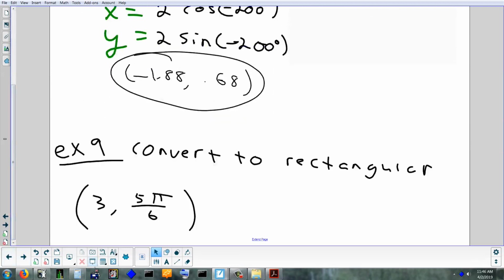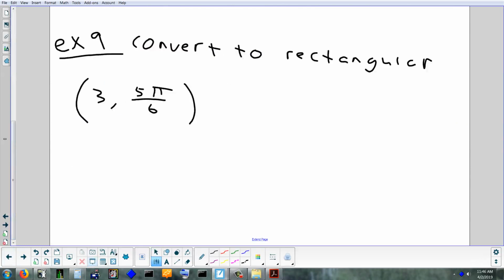I got one more. This one's just in radians. No reason to change radians to degrees. I would just change the mode on the calculator. Right, so Joe, what's my formula going to be for x this time? 3 cosine 5 pi over 6. Yep. 3 cosine 5 pi over 6.